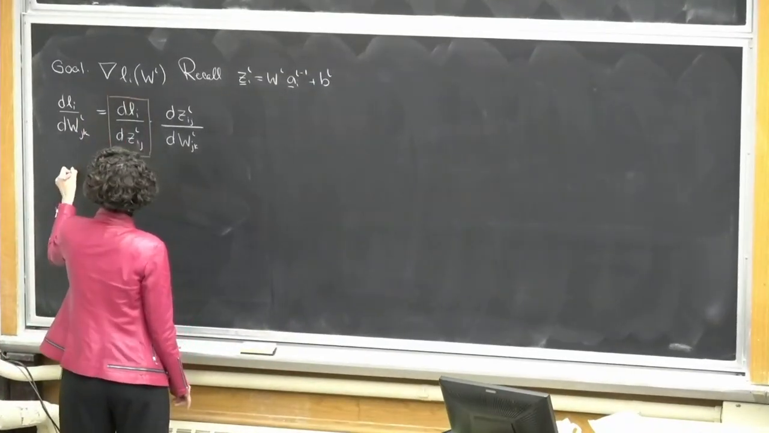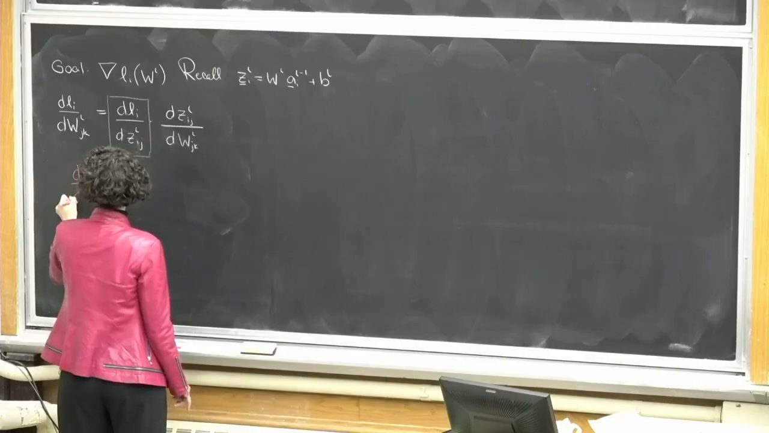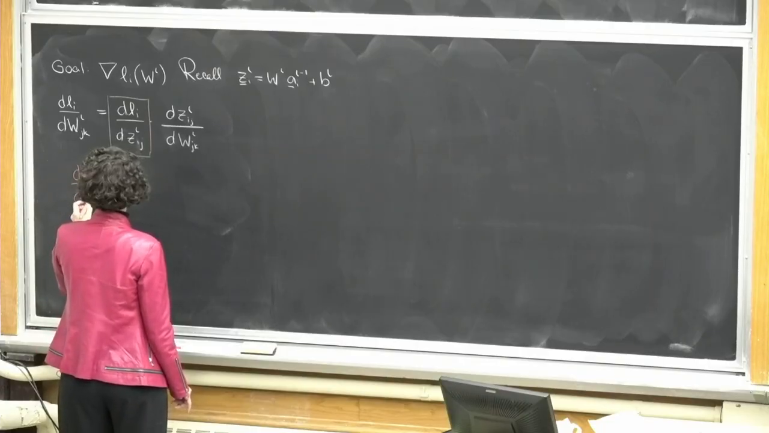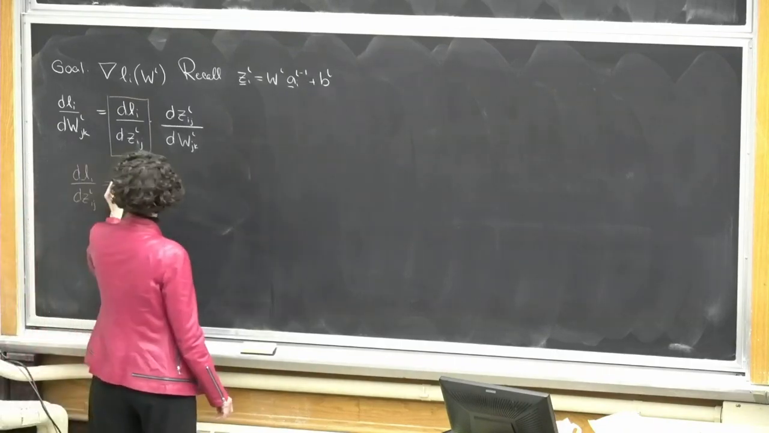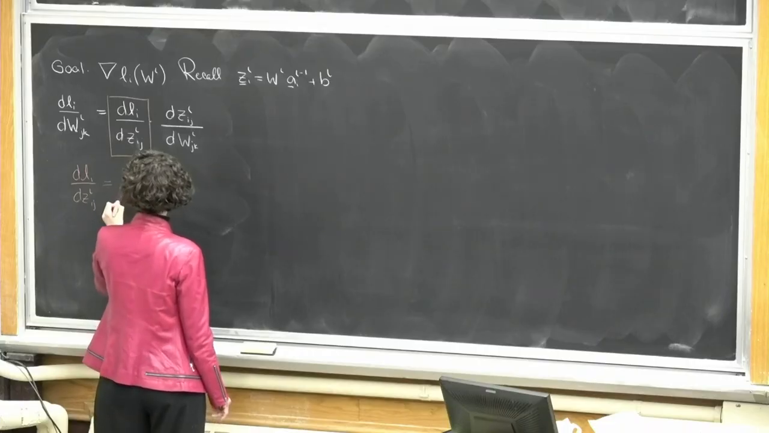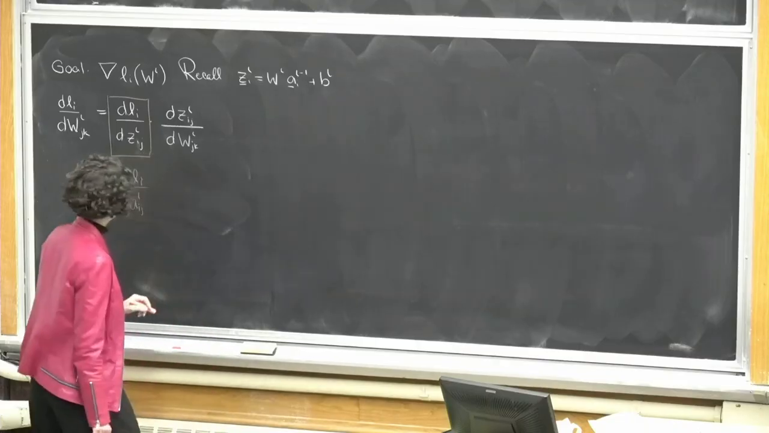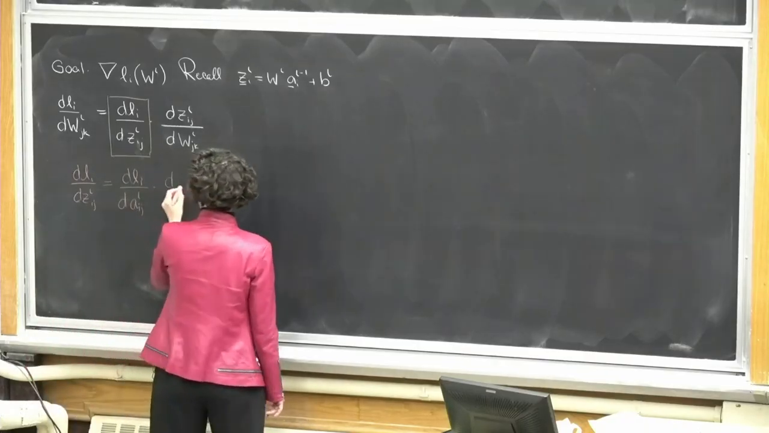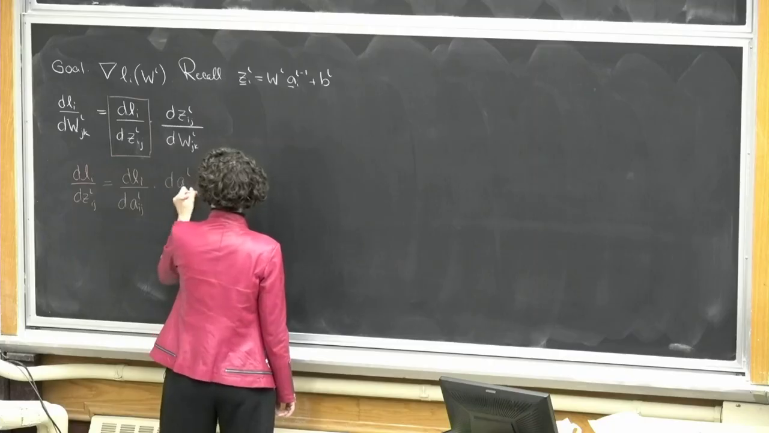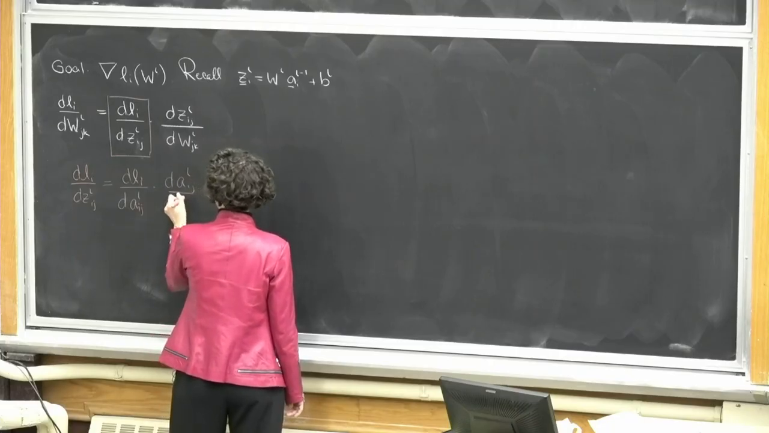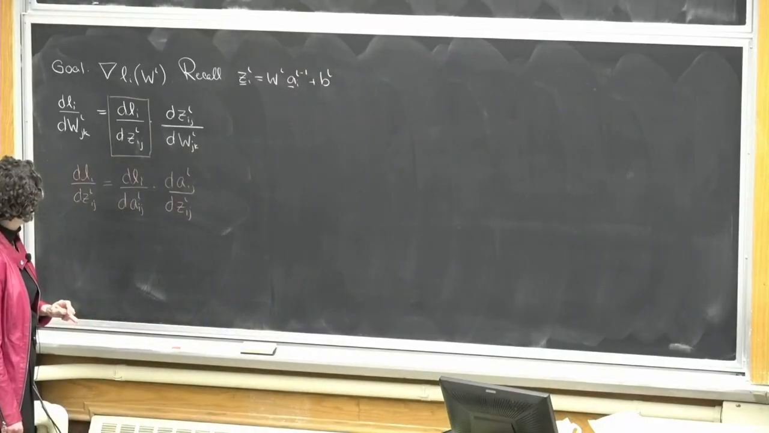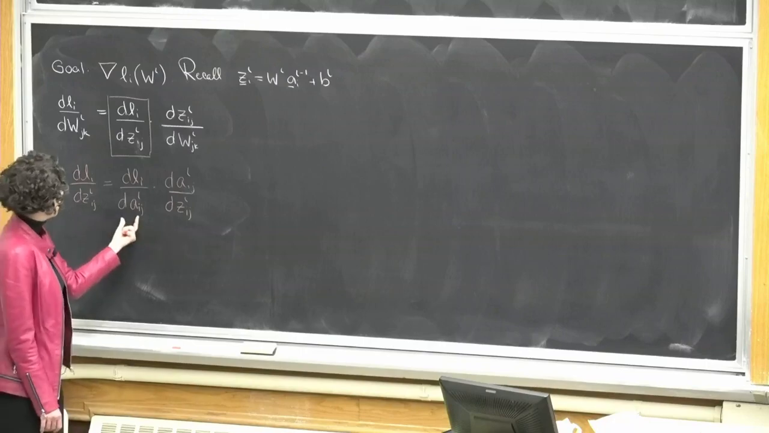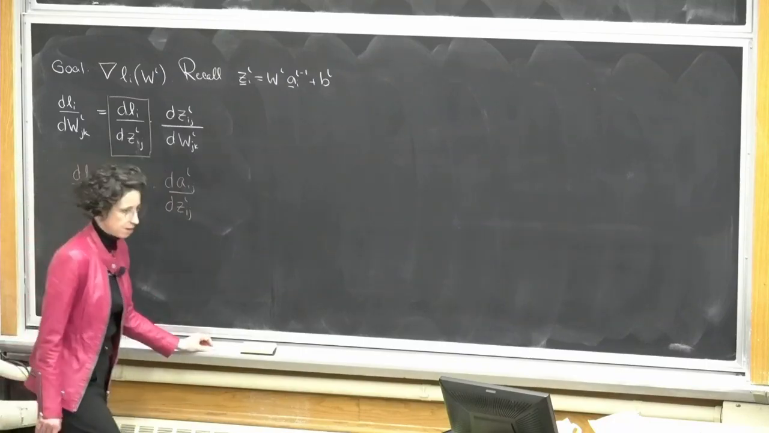So first, let's look at the derivative of L_i with respect to Z^L_ij. And again, we are going to use the chain rule. We are going to write this as the derivative dL_i with respect to dA^L_ij times the derivative of A^L_ij with respect to Z^L_ij. Now we are going to handle each factor separately.